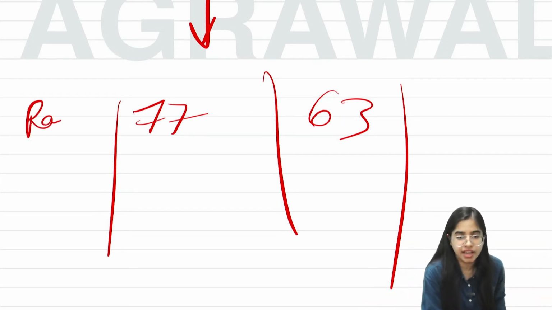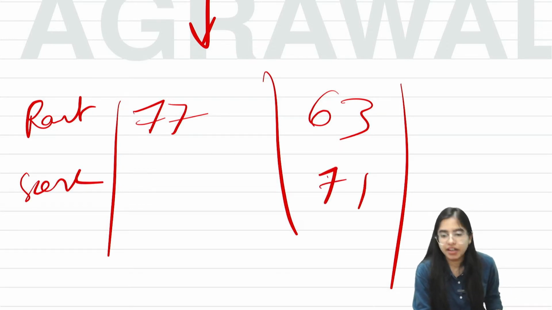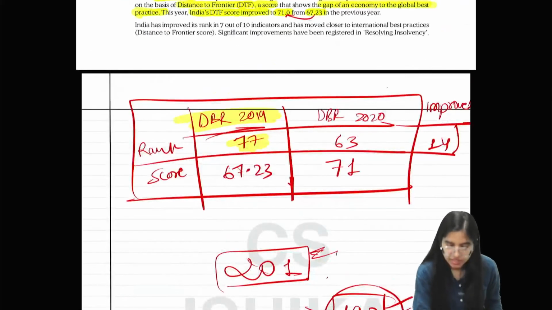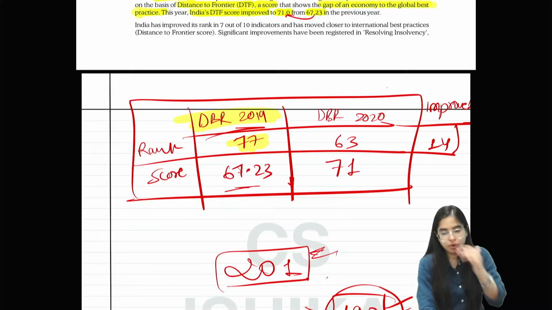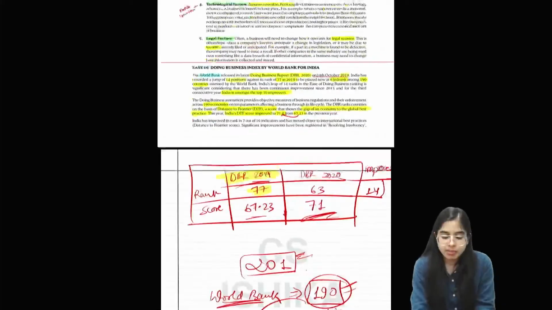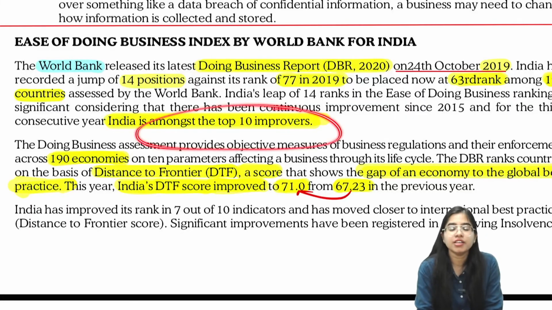This is the rank. What is the score? The present score is 71. Earlier the score was 67.23. Now it is 71. Please remember this. And India is among the top 10 improvers.